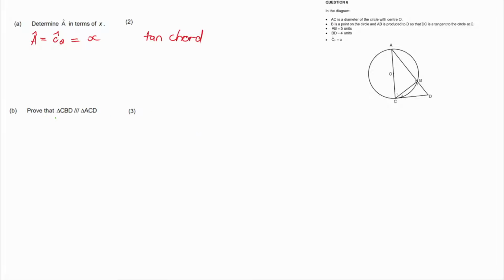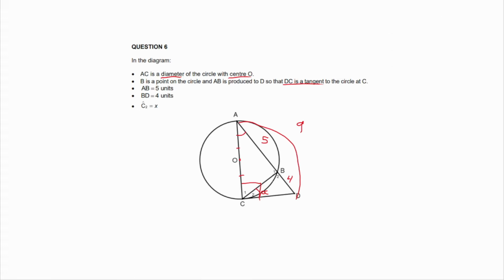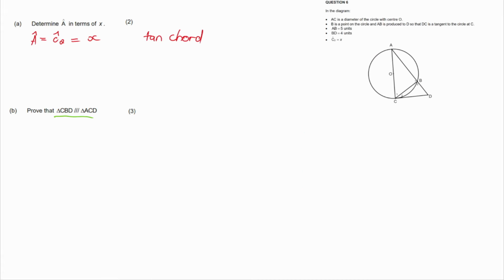Now they say we need to prove that CBD is parallel, sorry, not parallel, this means similar. If it's 3 lines, it's similar. If it's 2, it's parallel. We need to show that CBD is similar to ACD. So let's have a look. First triangle is CBD. So here's CBD, here's angle CBD. One thing I didn't mention is this is 90 degrees because AC is the diameter. That's going to come in handy now when we do that problem. Here's our one triangle CBD, and the other one was ACD.